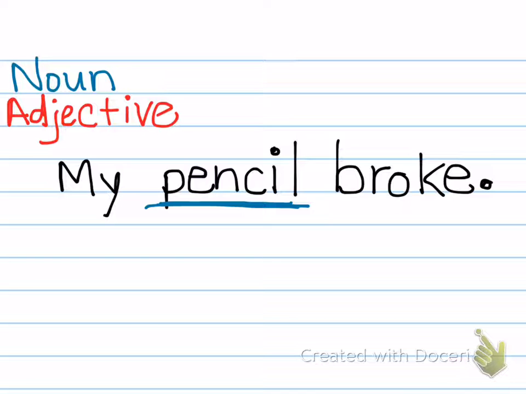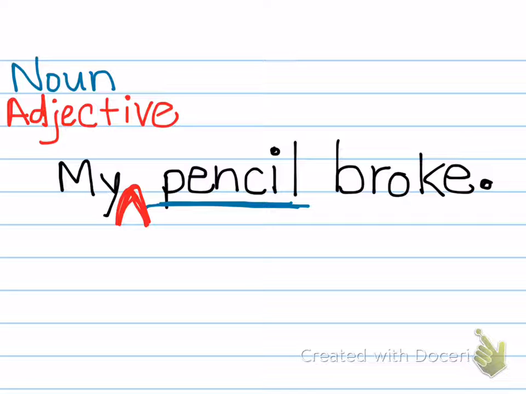I'm glad I identified the noun. However, I need to improve the sentence by adding an adjective. And adjectives always go before the noun. So, my pencil broke. How do I want to describe the pencil? Is it my favorite pencil? That's a description. Is it my yellow pencil?